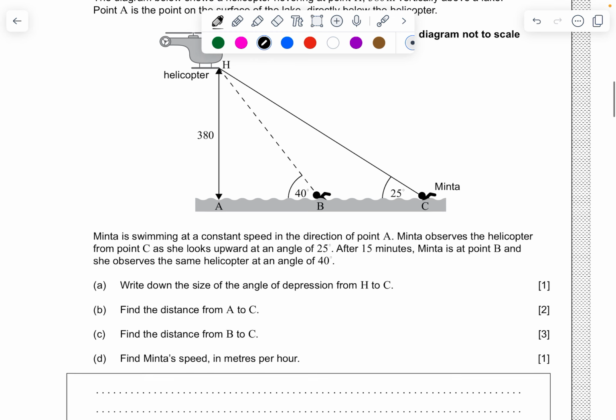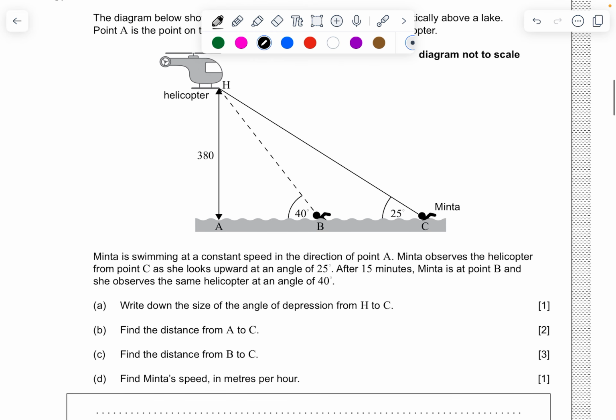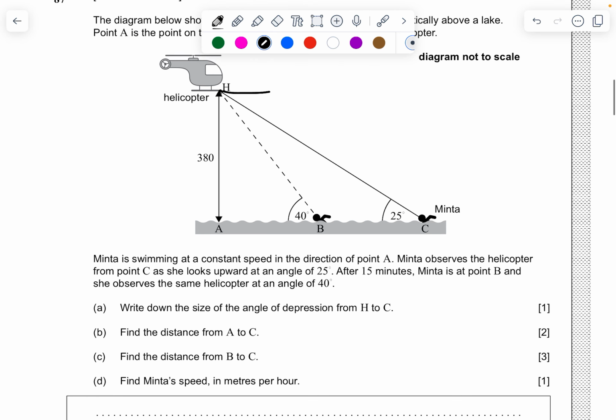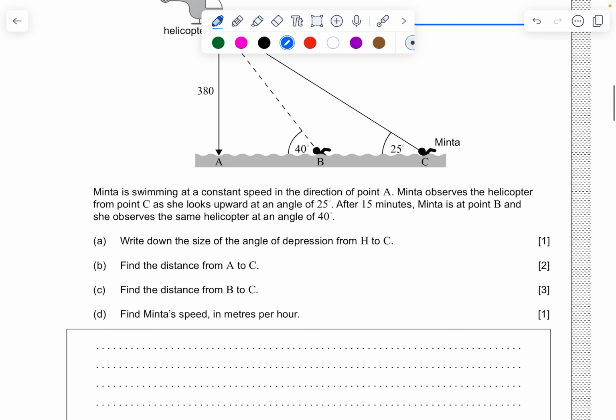Write down the size of the angle of depression from H to C. The angle of depression is going to be the same as the angle of elevation, so this is going to be 25 degrees. So part A is going to be 25 degrees. Part B, write down the distance AC.